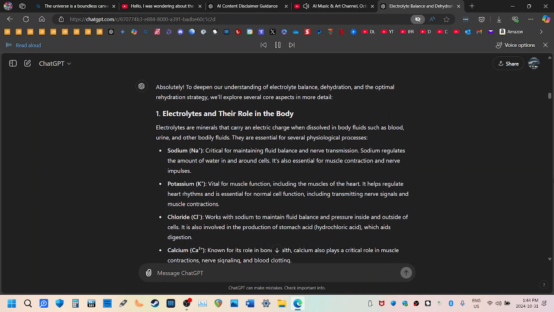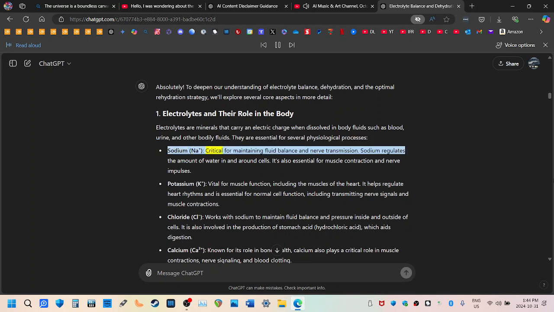ChatGPT: Absolutely. To deepen our understanding of electrolyte balance, dehydration, and the optimal rehydration strategy, we'll explore several core aspects in more detail. 1. Electrolytes and their role in the body. Electrolytes are minerals that carry an electric charge when dissolved in body fluids such as blood, urine, and other bodily fluids. They are essential for several physiological processes.